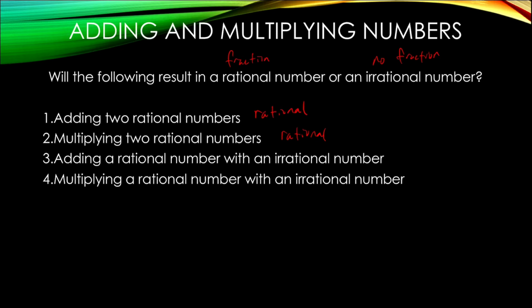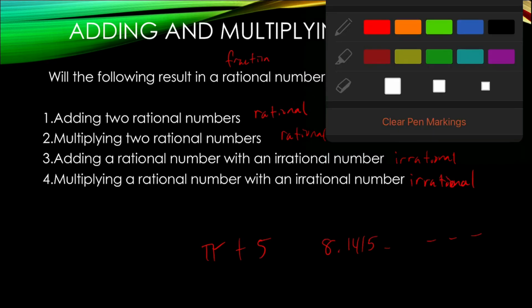Adding a rational number with an irrational is irrational. Say I have pi plus 5, that's still like 8.1415, and so on, whatever all the pi decimals are, right? So it stays irrational. The same logic applies for the next one. Multiplying a rational number with an irrational is also irrational, for the same logic.